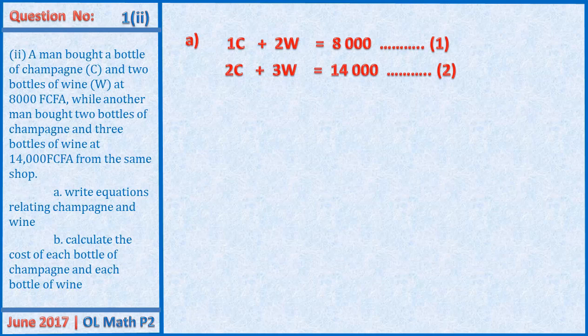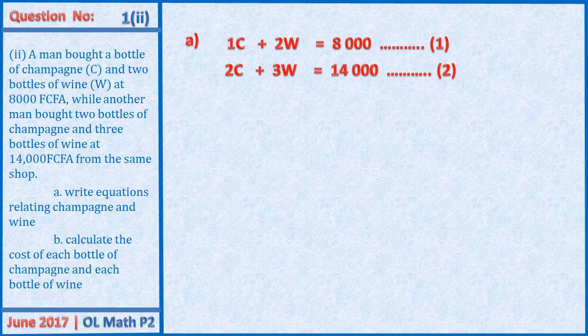So let's read the question again. He buys a bottle of champagne, that is 1C, and 2 bottles of wine, so C plus 2W is equal to 8,000. That's equation 1. Then the next person buys 2 bottles of champagne, so 2C, and 3 bottles of wine, that is 3W, for 14,000. Those are the 2 equations.